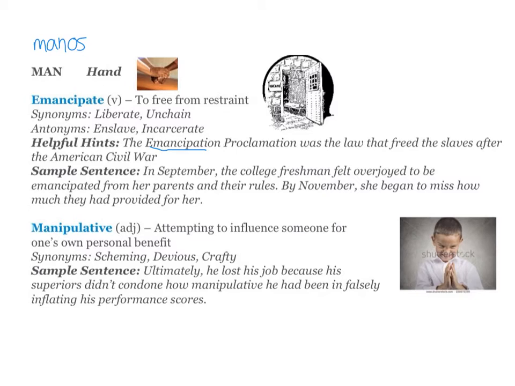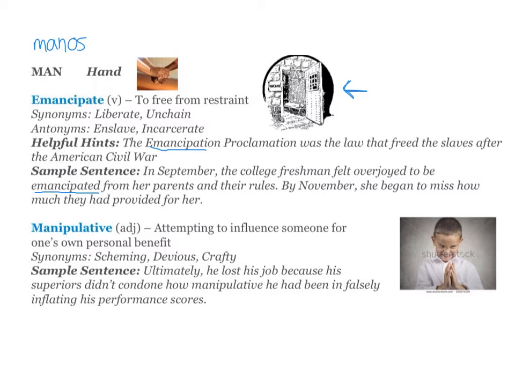Your sample sentence is: In September, the college freshman felt overjoyed to be emancipated from her parents and their rules. By November, she began to miss how much they'd provided for her. So she was emancipated, kind of metaphorically there, in being freed from her parents' rules. I also gave you this image here that is an empty jail cell, so the prisoner has been emancipated or freed.